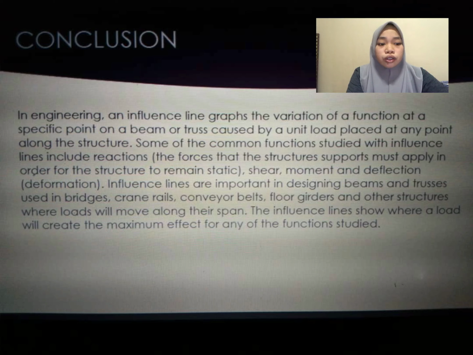The influence lines show where a load will create the maximum effect for any of the functions studied.